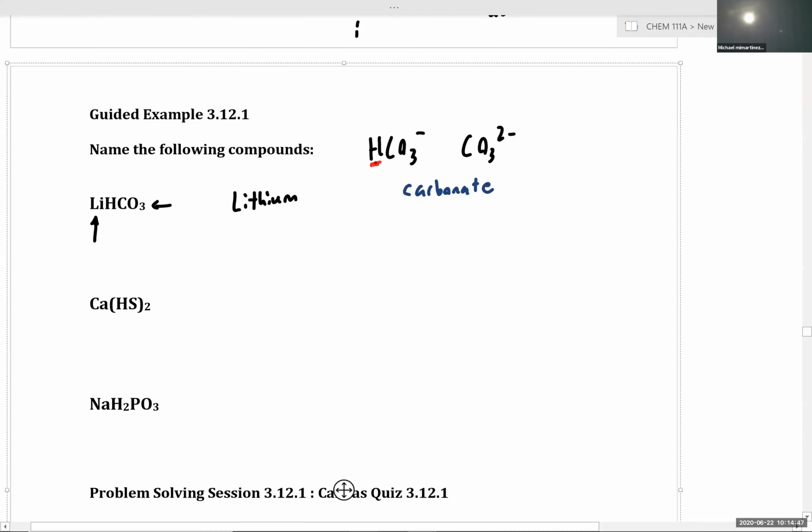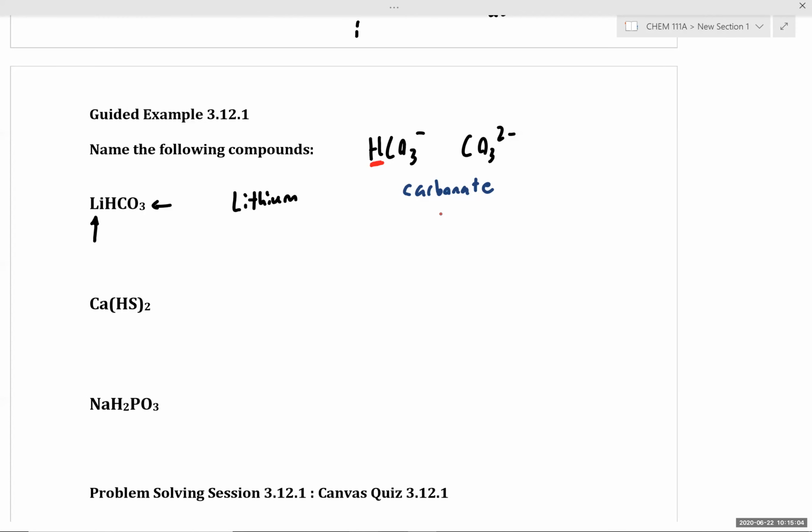However, since we have a hydrogen in our chemical formula, instead of calling it lithium carbonate, we'd call this lithium. And what do we fill in that blank? Instead of lithium carbonate, it would be, yep, hydrogen carbonate. Exactly right.